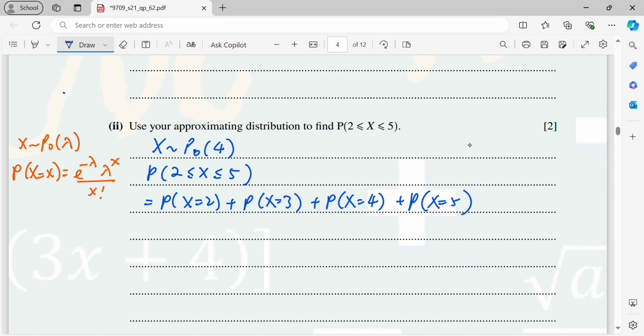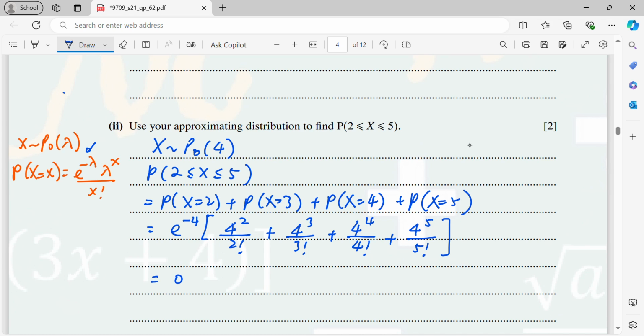And then you will notice that this exponential is constant. So I will write e to the negative 4. And then for the rest, just change accordingly. It will be 4 squared over 2 factorial because your x is 2. Then 4 cubed over 3 factorial plus 4 to the power 4 over 4 factorial. Lastly, 4 to the power 5 over 5 factorial. Then now from here, you will be getting 0.694, the value correct to 3 significant figures.